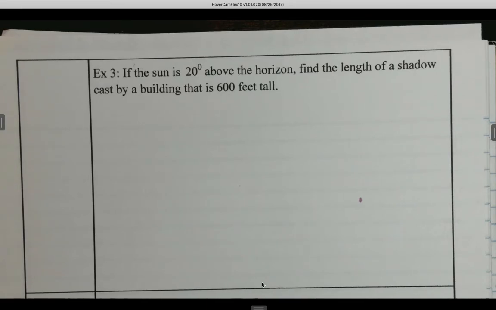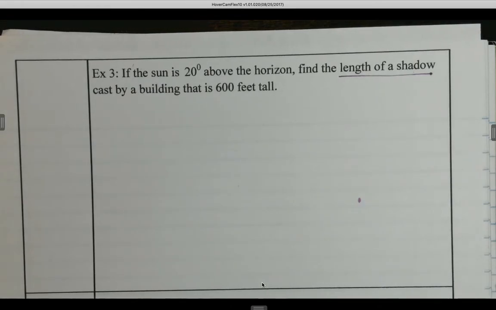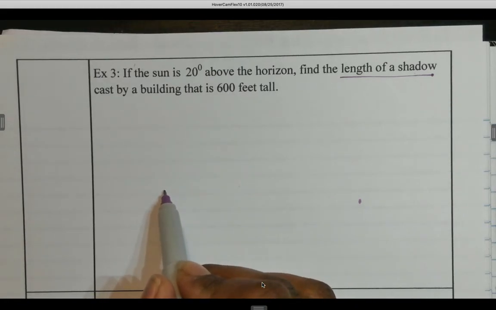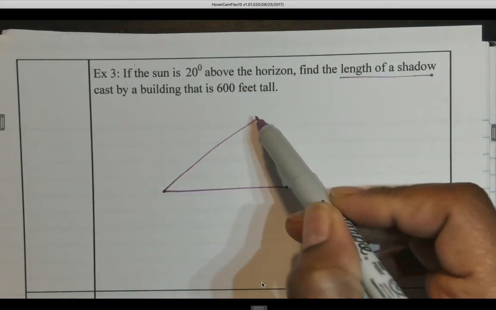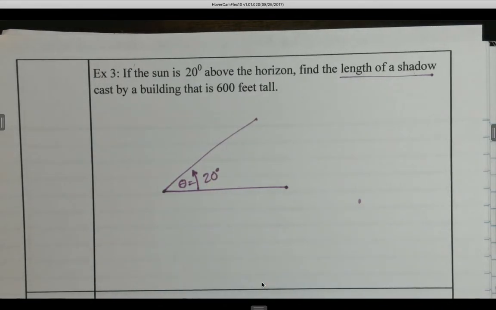All right, so this example says if the sun is 20 degrees above the horizon, right, so that's an angle of elevation, find the length of a shadow cast by a building that is 600 feet tall. So we just have to draw out what we have and then see what we can do to find the length of the shadow. Okay, so the sun is 20 degrees above the horizon. So here's the horizon, right? Sun is shining 20 degrees above that line. So I'm going to make sure that I'm going above my line, and we'll just assume that's 20 degrees.